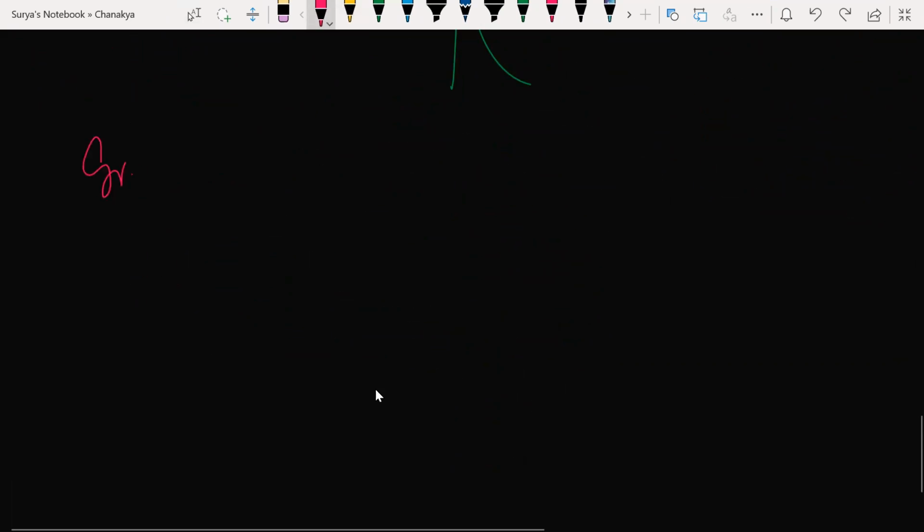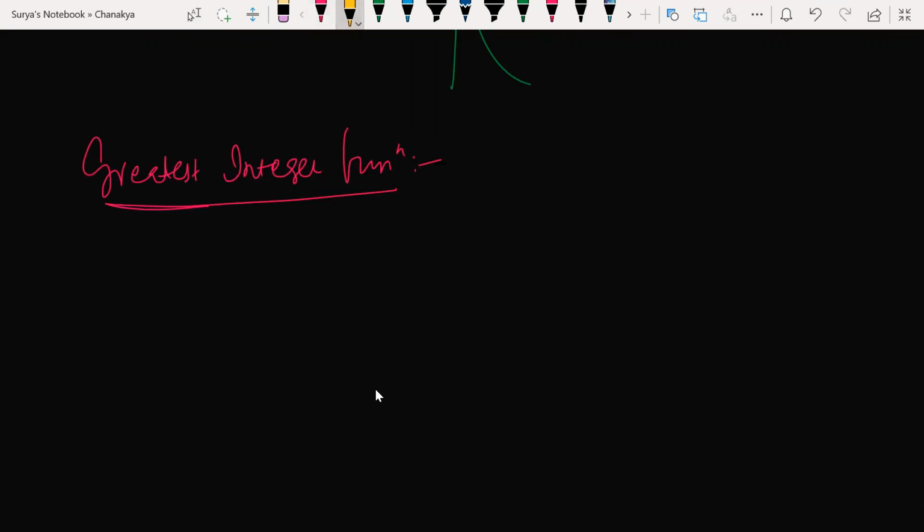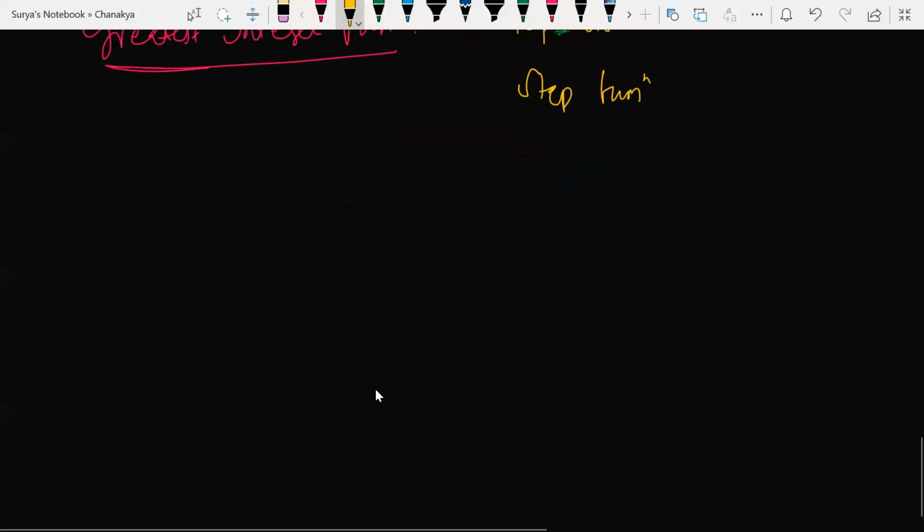Next we'll talk about the greatest integer function. What is that? The greatest integer function is also called the stepwise function, or step function. The famous name of this function is the greatest integer function, and many times we call this a step function. A stepwise function, anything is correct.